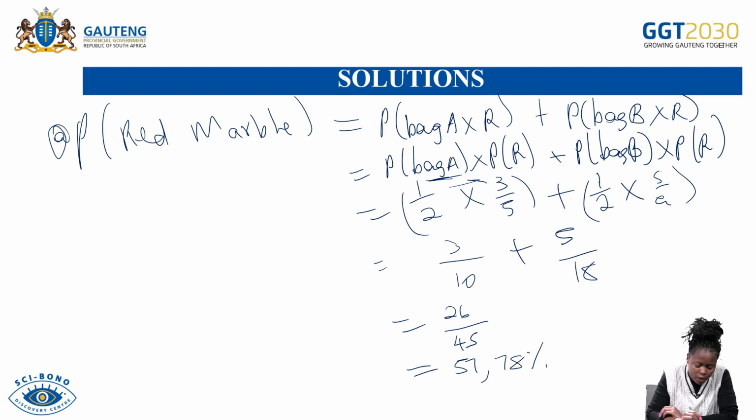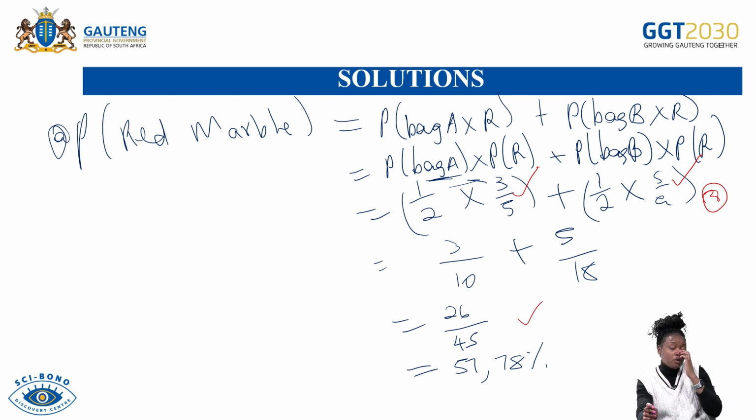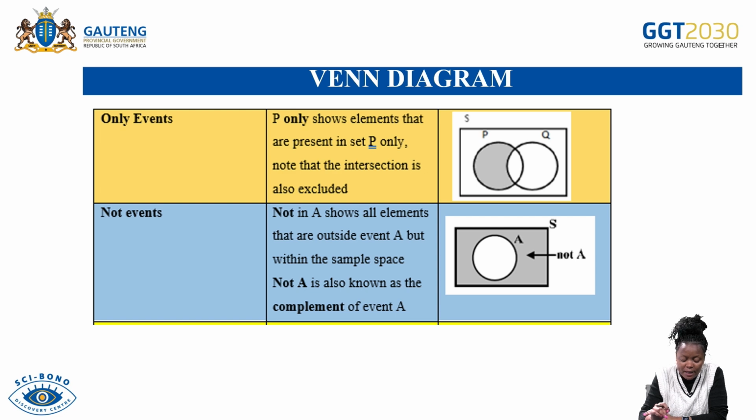But all in all, you'll get your marks here, you'll get your marks there, and then you'll get a mark for your final answer. Ne? Then you get your final answer. I hope you all got the same answer. Let's move to the Venn diagrams.